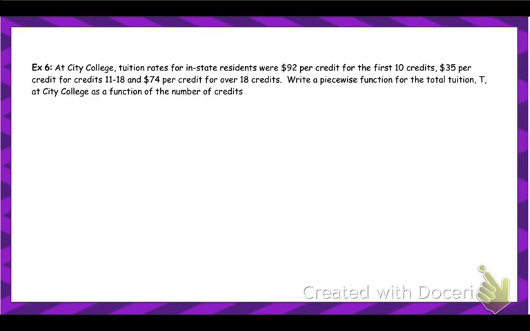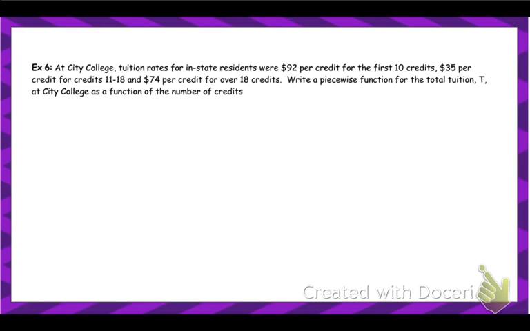All right, so the last thing we're going to look at that's really helpful for piecewise functions is word problems, because there are some applications where you're not going to have the same function for the entire domain. So let's consider this one. At City College, tuition rates for in-state residents were $92 per credit for the first 10 credits, $35 for credits 11 through 18, $74 for credits over 18. So we're going to write this piecewise function.